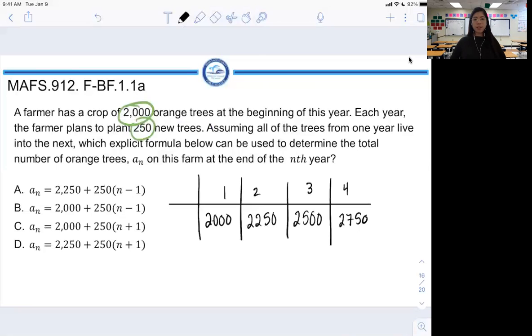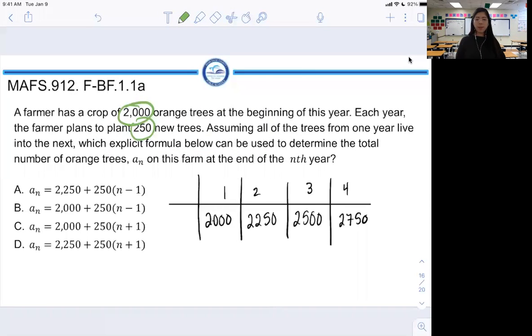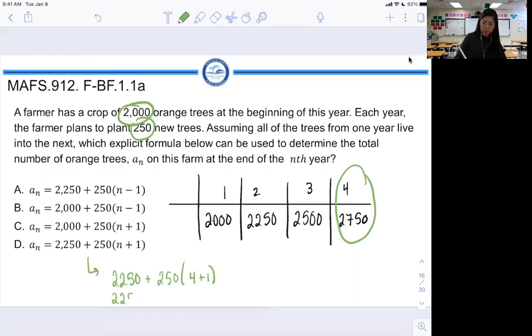And now same idea, you're going to plug in one of these into each answer choice to figure out the right one. So which one should I plug in? 4. Okay. And Tyrone says to plug it into D. Okay, let's do it. So this is 2250 plus 250 times 4 plus 1. 4 plus 1 is 5. So this is 2250 plus 250 times 5. What's 250 times 5? 1,250.